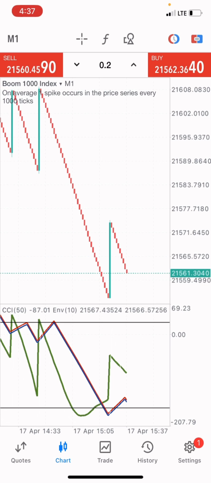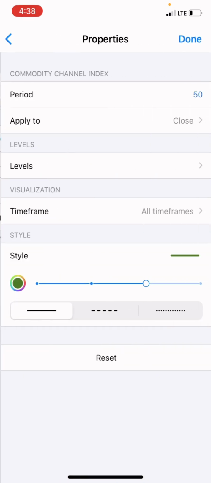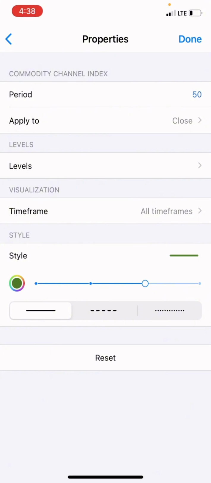These indicators are going to help us with trend, and they're also going to tell us when price has come to certain key zones, right? Our areas of interest. So quickly, we are going to be adding the commodity channel index CCI, period of 50, apply to close. No level is needed, so you just keep that.